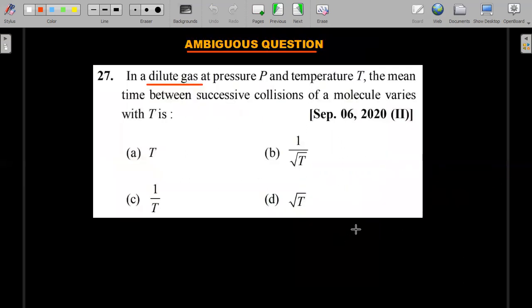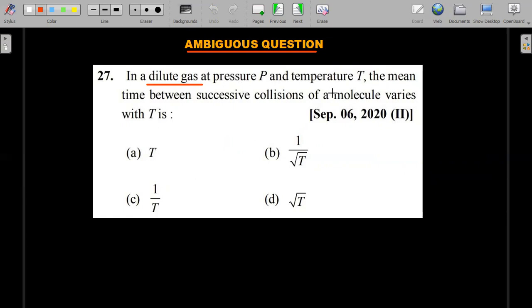Now let's look at the ambiguous question I was talking about. This is in a completely different paper. In a dilute gas, what is a dilute gas? Dilute gas is a word that is used for low density, and low density refers to the gas being ideal. So that's the language play that they have used.